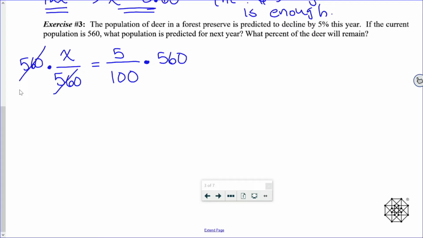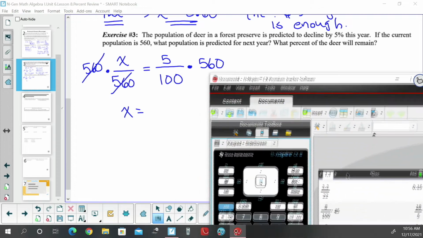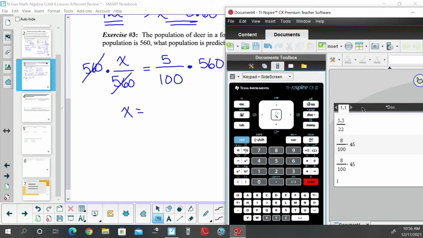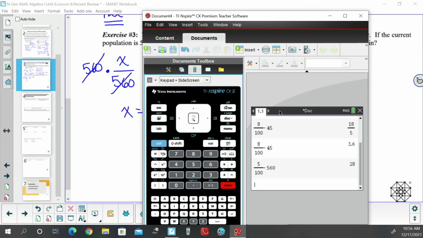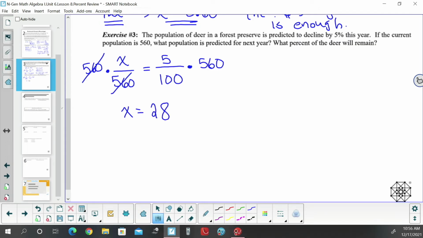I divide x by 560. To undo it, I multiply by 560. Again, I need to have my calculator out right now because I do not want to try to do that in my head. Okay, I've got 5/100ths times 560 gives me 28. Wonderful. 28. Now again, that's just how much the population has declined. So my new population is going to be 560 minus 28, which is equal to 532.